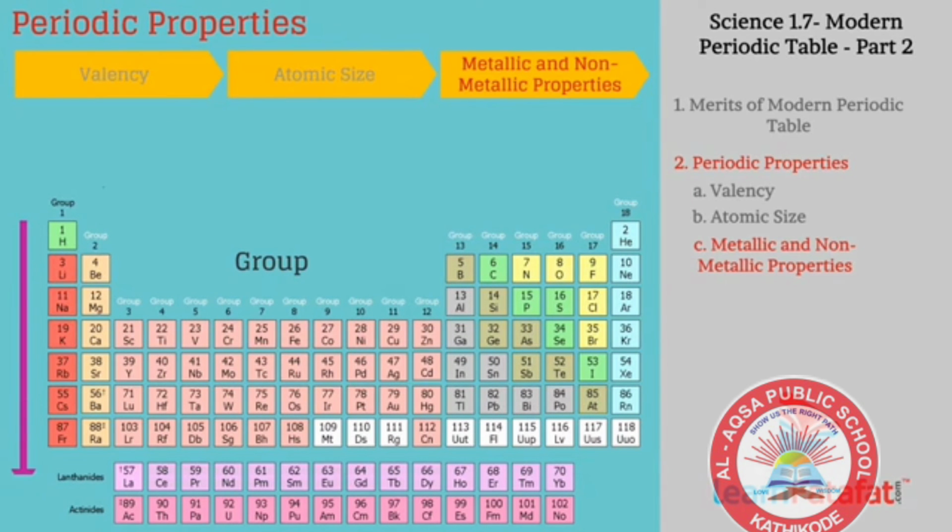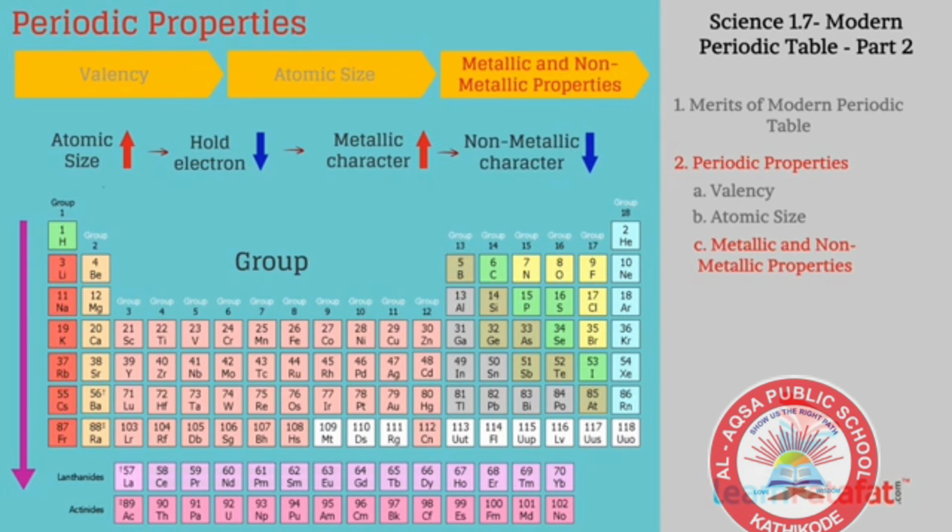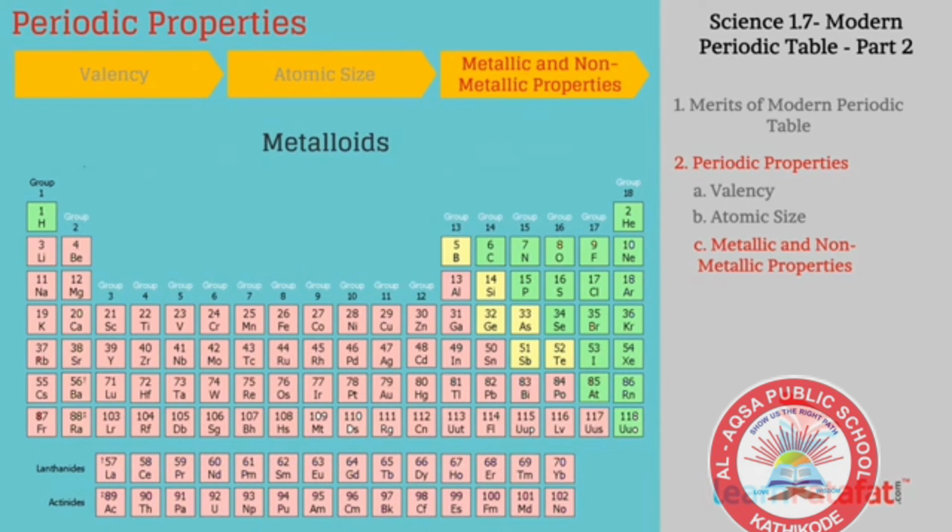And if you are taking a group from top to bottom, atomic size increases. So the power of the nucleus decreases. So its metallic character, that means the tendency to donate electrons, increases, and non-metallic character, the tendency to accept electrons, decreases. Next one, metalloids.